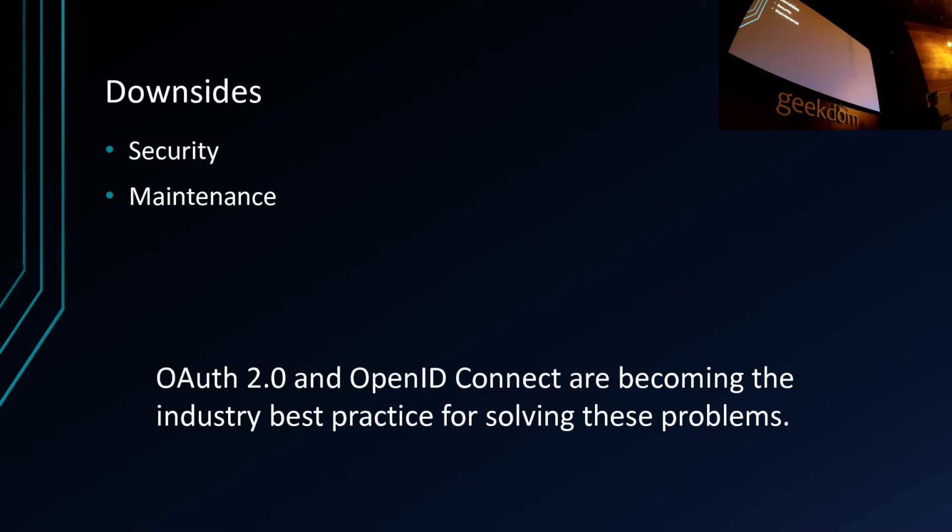That just doesn't happen. That's not something that you typically make money on. It's just kind of what you have to do. So OAuth 2.0 and OpenID Connect are one of the best practices, or one of the standards, that the industry is rallying around to solve some of these problems.